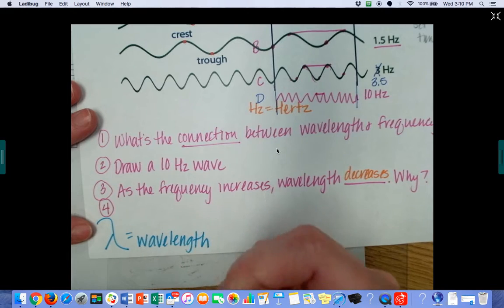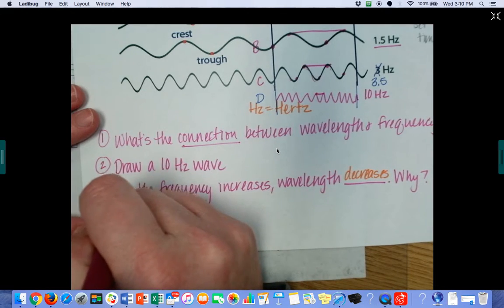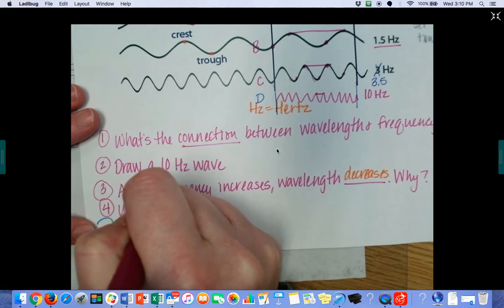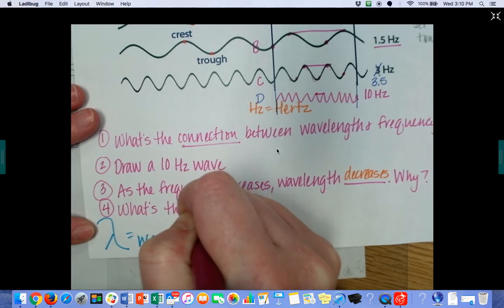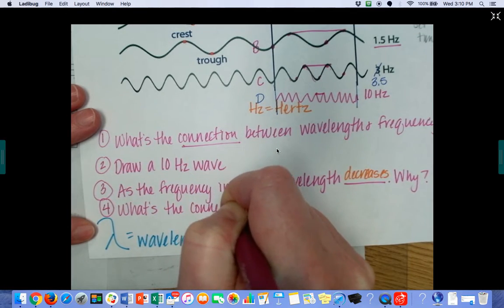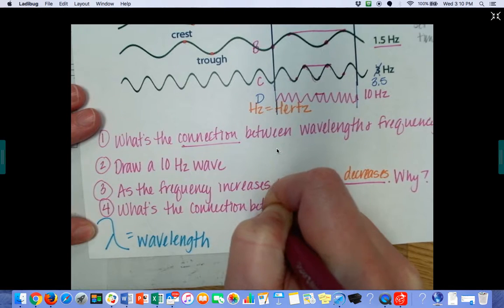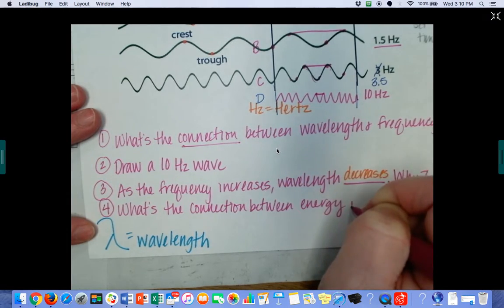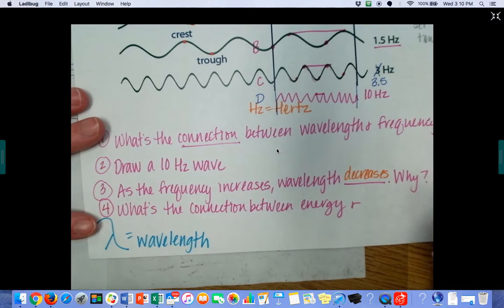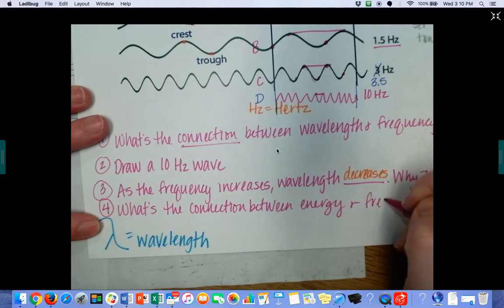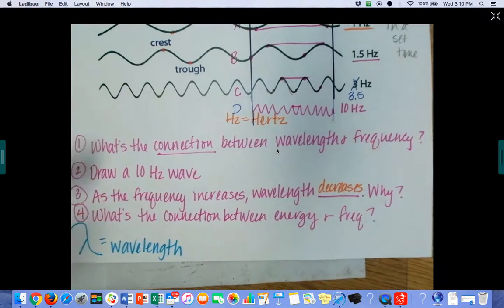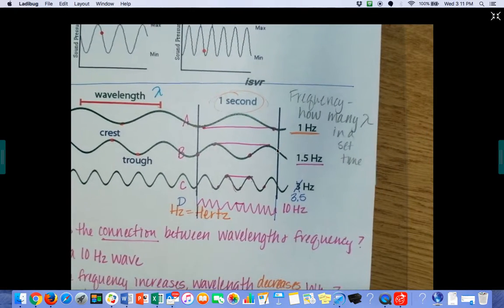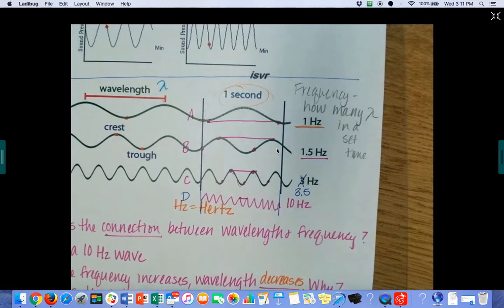Okay, the last question is, what's the connection between energy and frequency? I'm going to use this graphic to show this to you because I think this helps make things make a lot more sense.